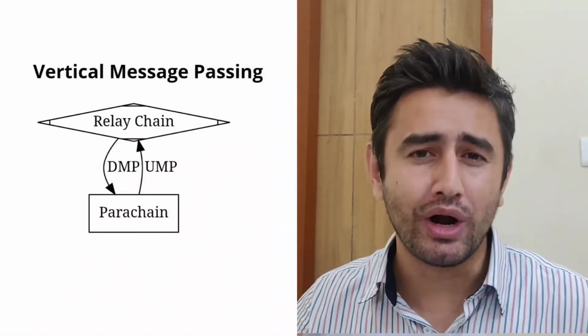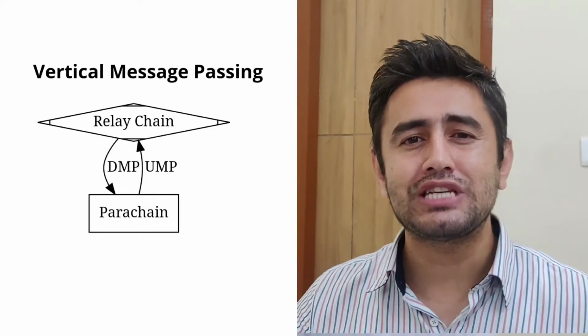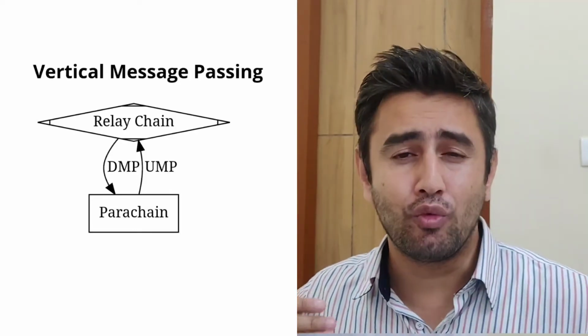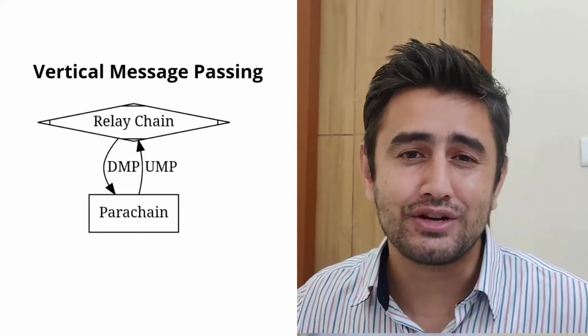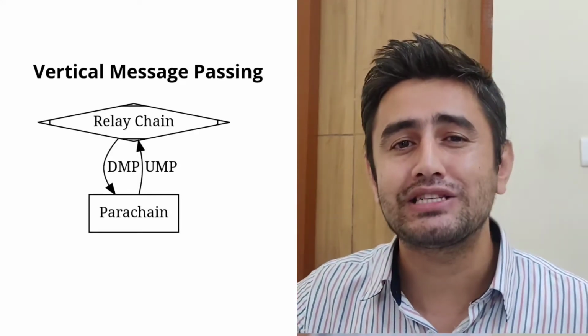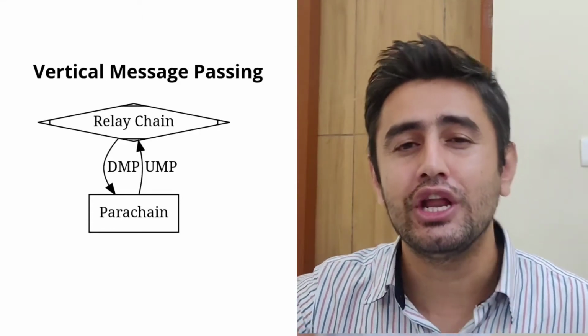So let's come back to the topic. The main topic is interaction. How does interaction happen inside the Polkadot ecosystem? There are three different types of communication. The first communication is happening vertically. The vertical communication is happening between a parachain and a relay chain, where in one instance a message is passed from a parachain to a relay chain, and in another instance a message is passed from a relay chain to a parachain. So this is one type of communication.